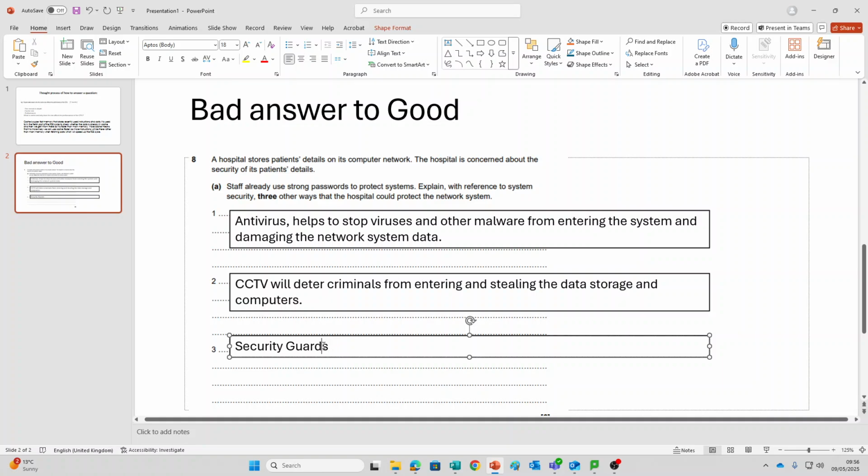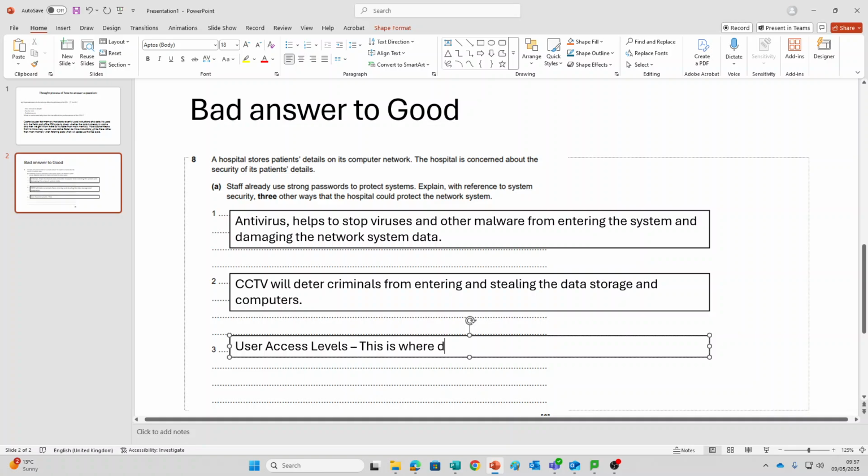Now, I probably wouldn't use security guards. There's lots you could put here. You could put encryption, but that has got passwords already, so maybe not encryption. But there are others. Firewalls will stop entry into the system. User access levels will stop. I'll do user access levels.